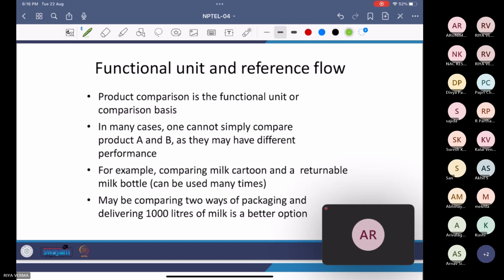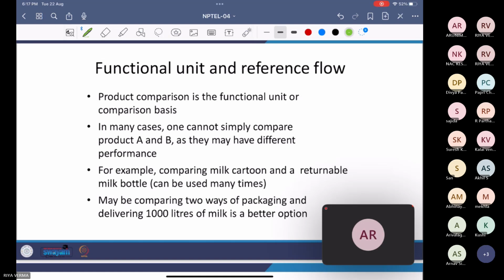For example, comparing a milk carton and a returnable milk bottle. A milk carton can be used and thrown, it cannot be reused, and a returnable milk bottle can be used multiple times. So when we need to compare both the products, what can be the functional unit? The functional unit can be packaging and delivering 1,000 liters of milk.